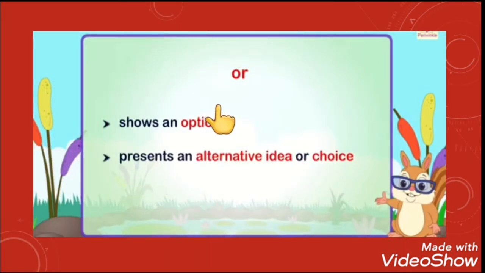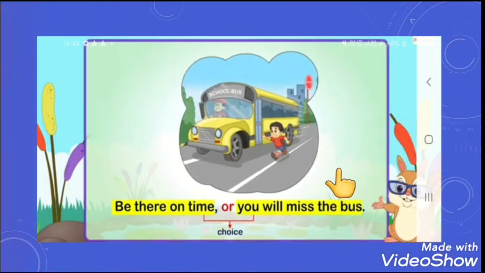Or is another conjunction, shows an option, presents an alternative idea or choice. Students, we use or for showing the option, any alternative choices or ideas. Let's see the example. Be there on time or you will miss the bus. Here we are using or as a choice.